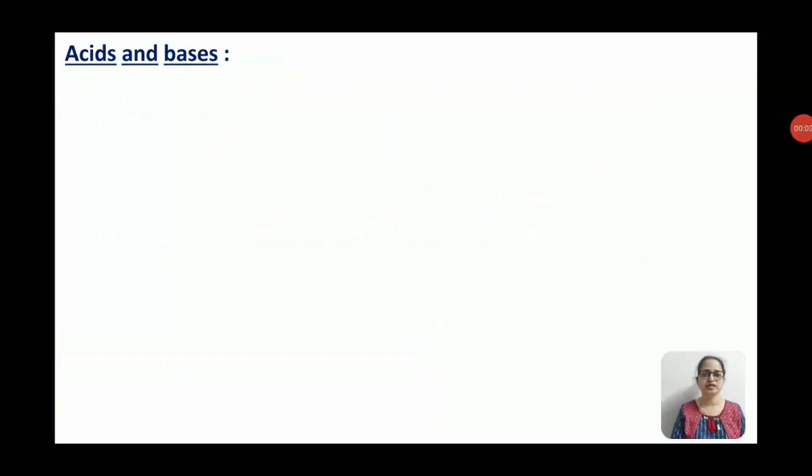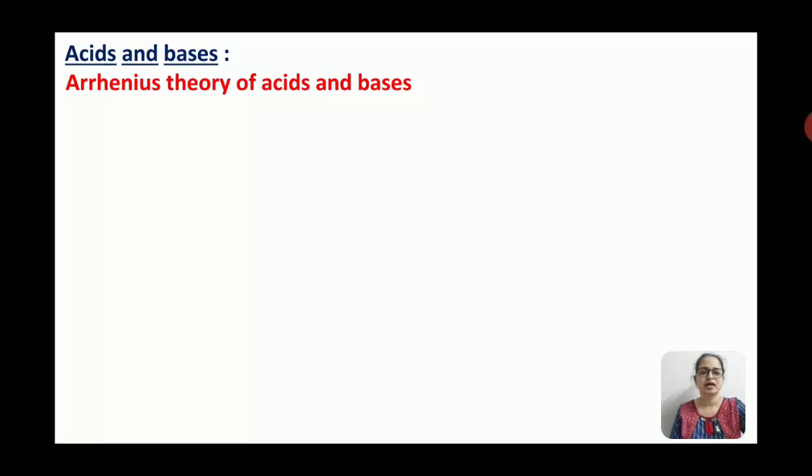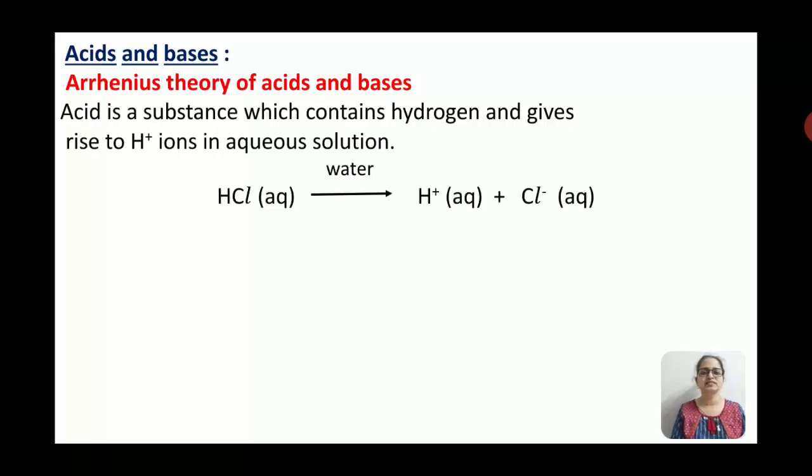Now we are going to study about acids and bases. The first theory is Arrhenius Theory. According to this theory, acid is a substance which contains hydrogen and gives rise to H plus ions in aqueous solution. For example, you can take a simple example like hydrochloric acid. HCl in aqueous solution, it gives you H plus ions plus Cl minus ions.